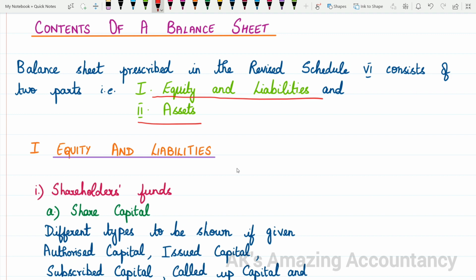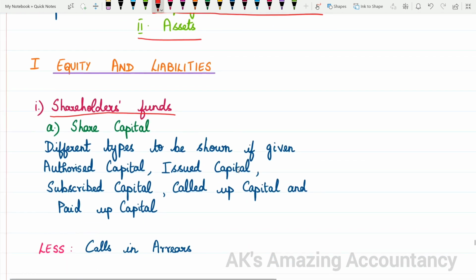So under equity and liabilities, as I told you earlier, you'll be having three main headings, namely shareholders funds, then non-current liabilities, and then current liabilities. So first, what do we have? First, we have shareholders funds. Okay. So under shareholders funds, first we'll be having the share capital.